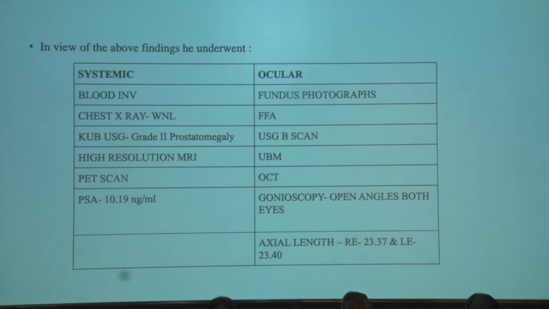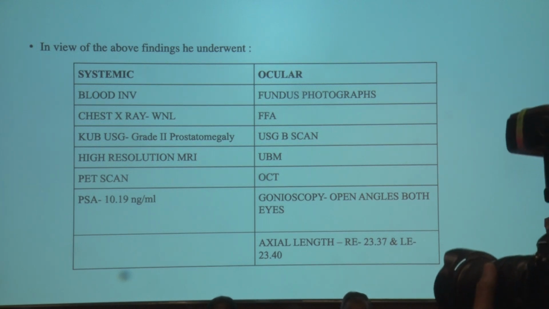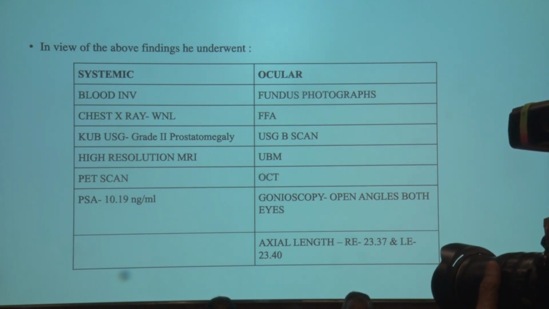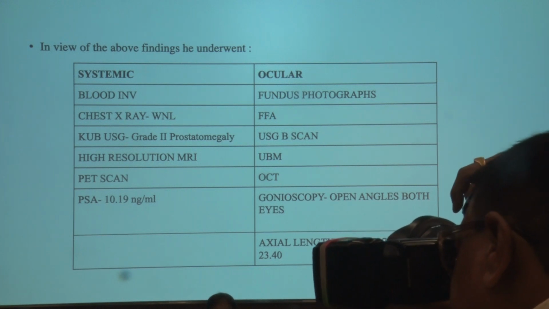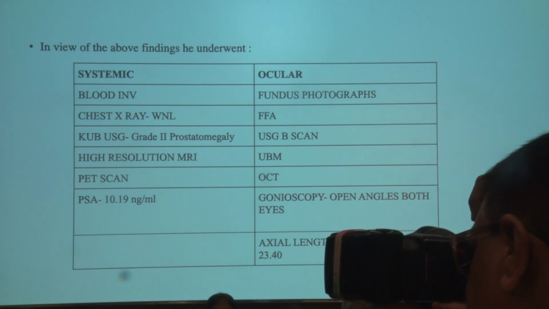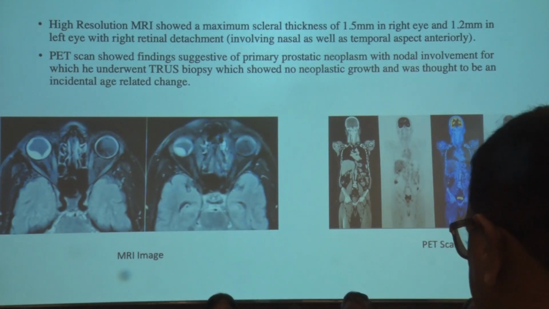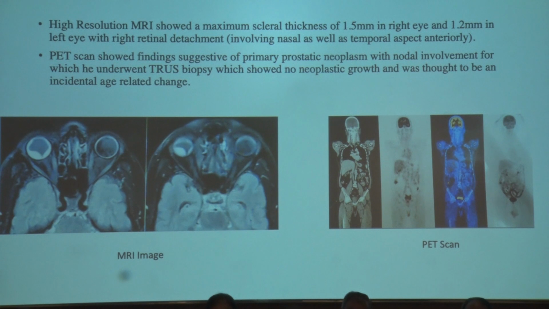The blood investigations, the routine CBC and ESR, were within normal limits. The chest X-ray was within normal limits. He also complained of minor difficulty in passing urine, so he underwent a KUB USG which showed grade 2 prostatomegaly. Then he underwent a prostate specific antigen test, which was high at 10.19 nanogram per ml. So we suspected that it was probably a metastasis, and he also underwent a PET scan to see if there was any hyperreflectivity. The PET scan showed features suggestive of a primary prostatic neoplasm with nodal involvement.